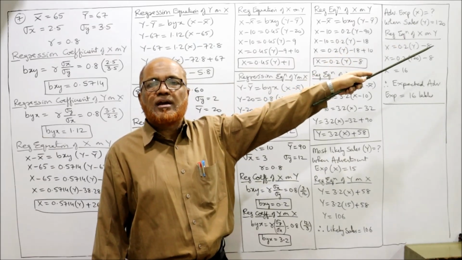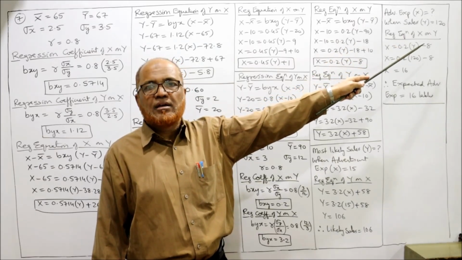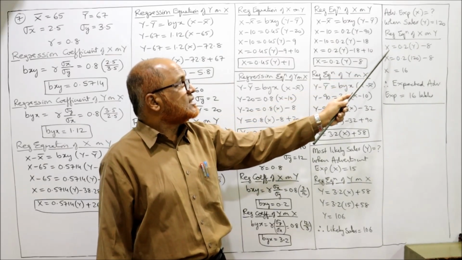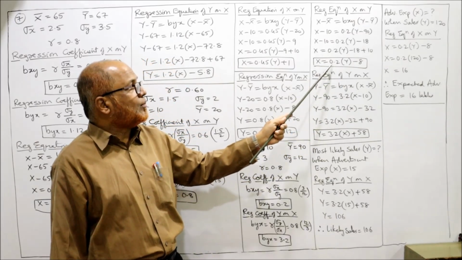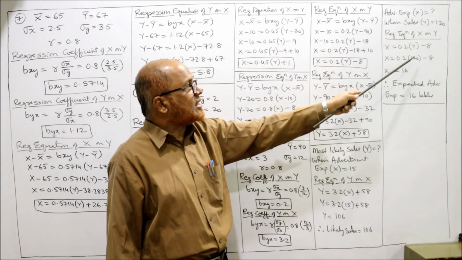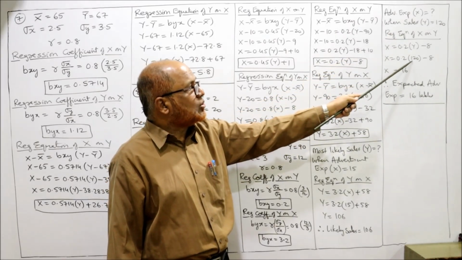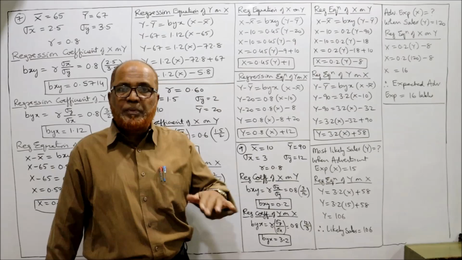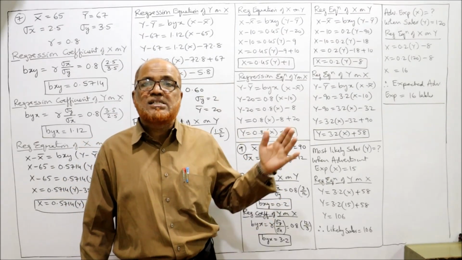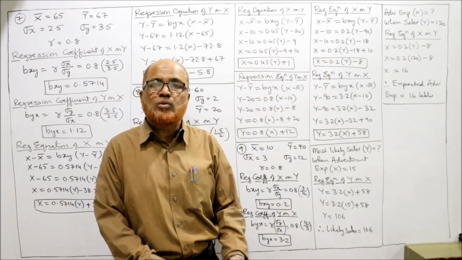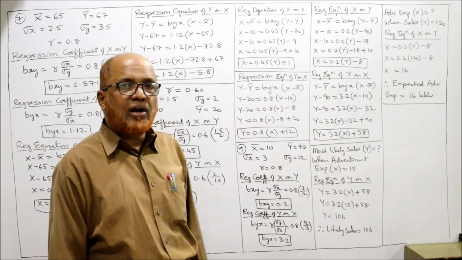And to find x, we apply the equation x on y. So we use the regression equation x on y. X is equal to 0.2y minus 8. The y value is given in the problem as 120. So 0.2 into 120 minus 8, you will get 16. So expected expenditure to be incurred on advertisement is 16 lakh to attain a target sales of rupees 120 lakh. That's all. So this is the end of problem number 9.